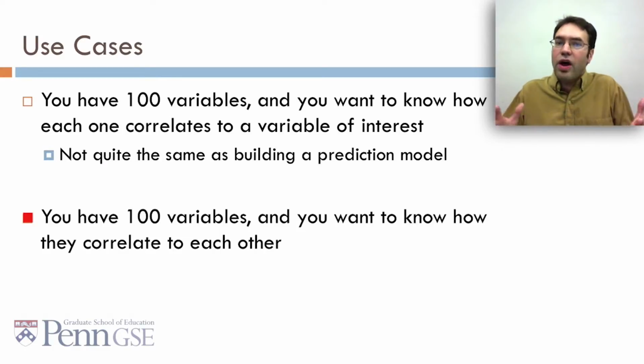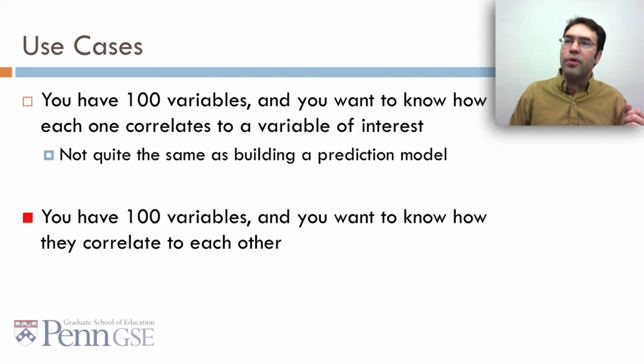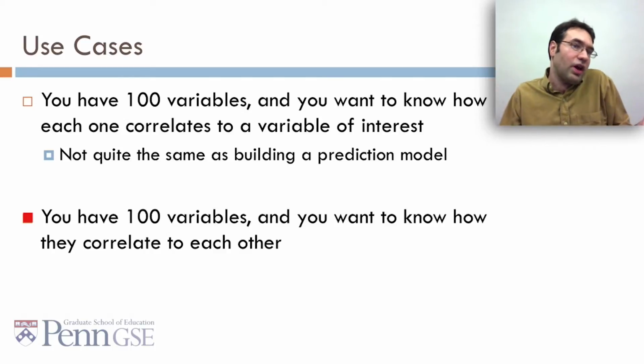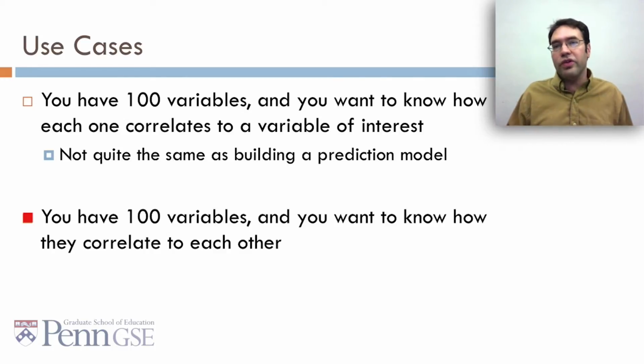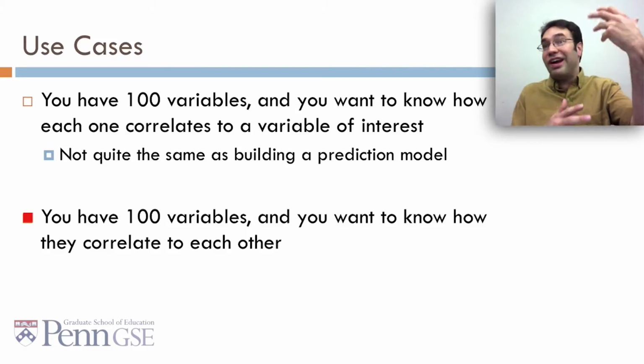In other cases, you have 100 variables and you want to know how they correlate to each other. You want to just have a gigantic matrix. Now, of course, 100 variables might not be all you have. You might have 10,000 variables or 1 million variables. Although if you have a million variables and you look at each of them individually, you might not want to look at the correlations for all the million. You might want to look at only the best, say, 100.